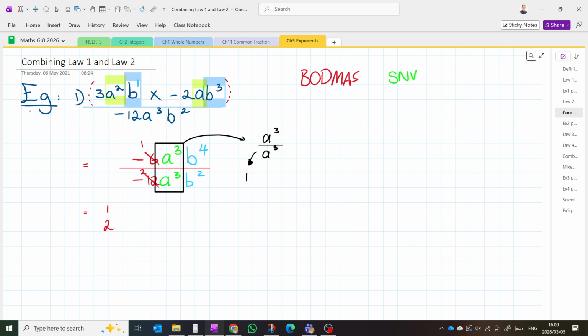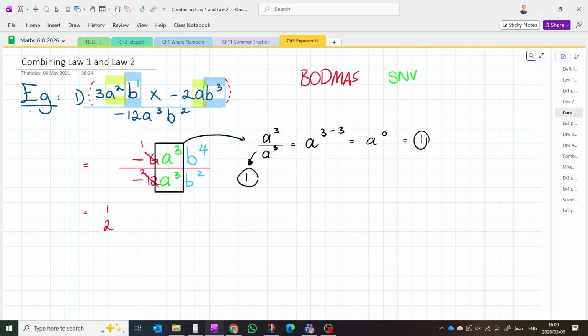Okay, but we need to look at why. Why does this equal 1? If we apply our exponential laws, we know that we are dividing the same bases, so we need to subtract the exponents. 3 minus 3 is going to give me a to the power 0, and anything to the power 0 is always equal to 1.